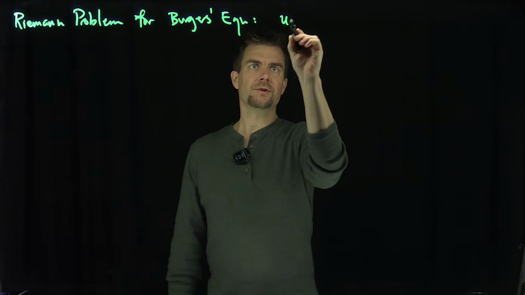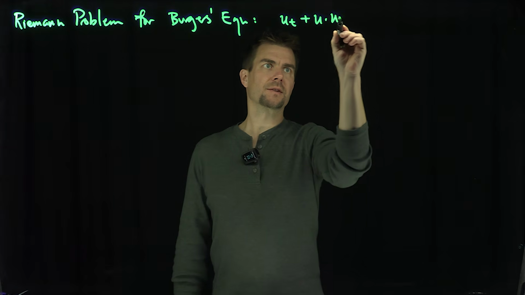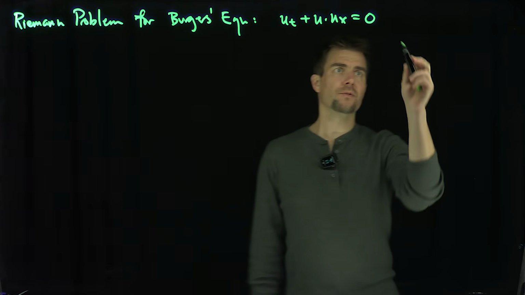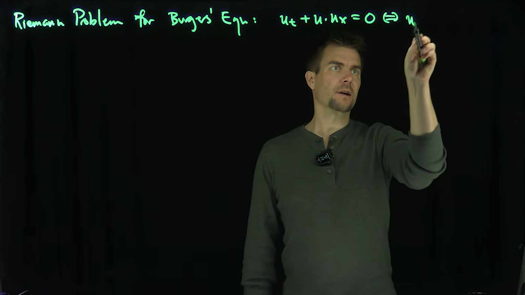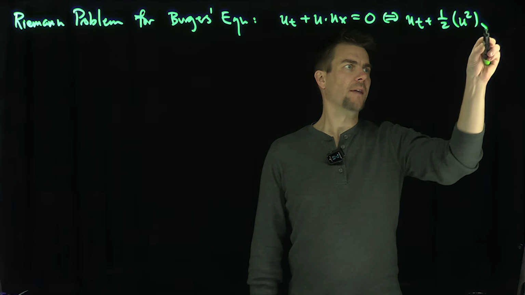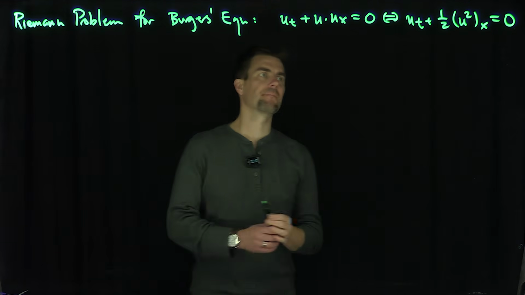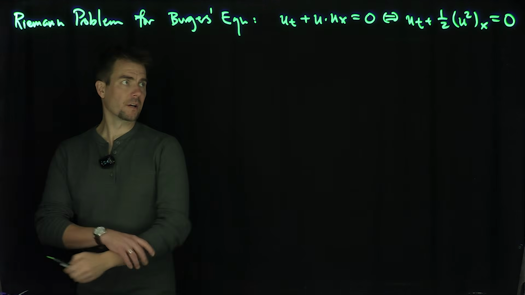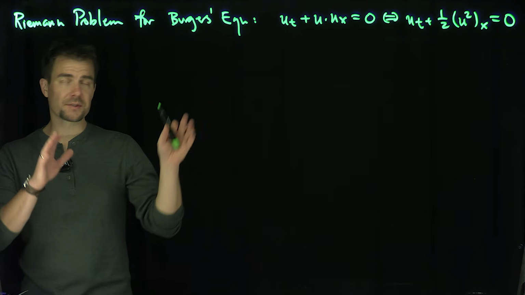Remember what Burgers equation is: u_t plus u times u_x is equal to 0. And this of course can also be written as a conservation law: u_t plus (1/2 u squared)_x equals 0. That's another equally valid way of writing the Burgers equation, so it tells you how this thing scales.